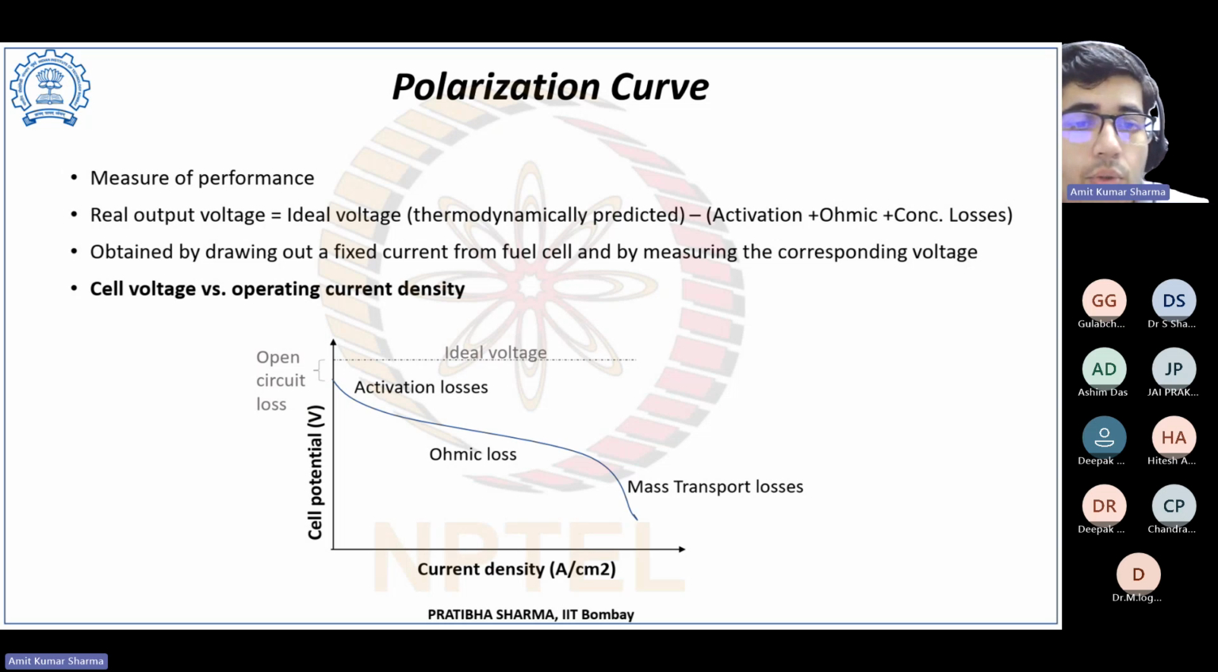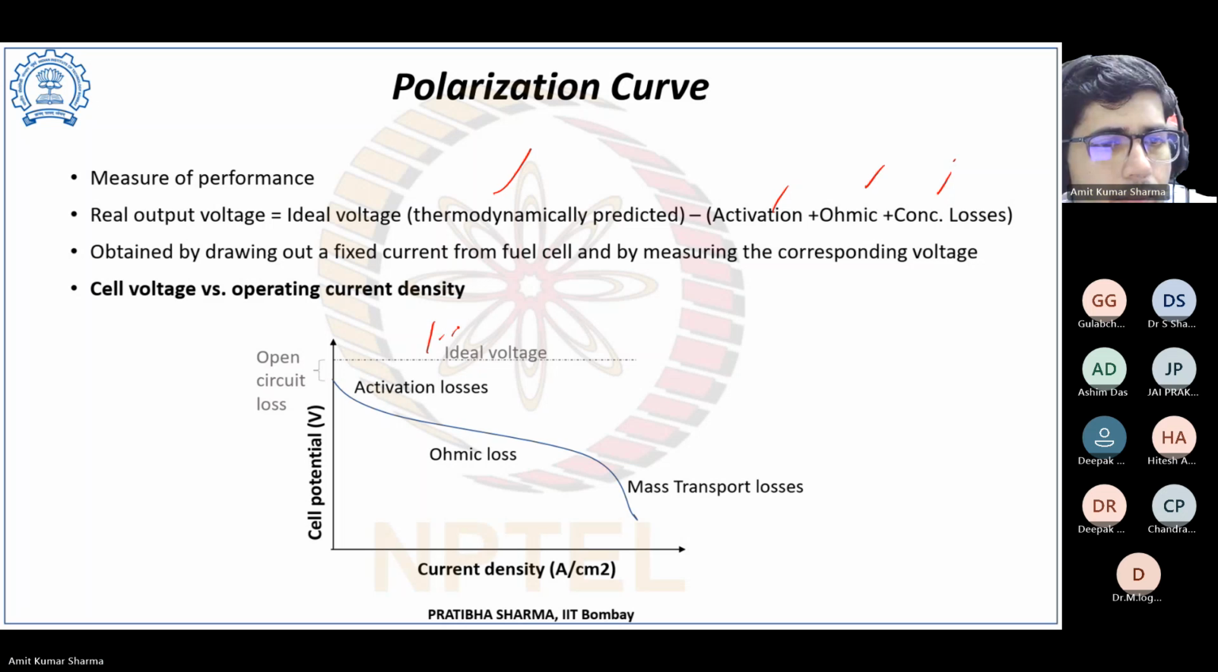Now the polarization curve is used to see the performance of a fuel cell. So it measures the performance. Real output voltage equals the ideal voltage thermodynamically predicted minus activation, ohmic, and concentration losses. So here you can see the ideal voltage, and this is the actual voltage. So it's cell potential, then the activation loss in the initial phase, then the ohmic loss, and then the mass transportation loss.